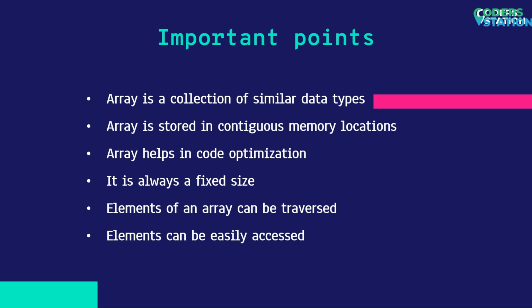Fifth, elements of an array can be traversed. We can iterate over all elements of an array using loops like for or while, enabling us to perform operations on each element sequentially. Sixth, elements can be easily accessed. Accessing individual elements of an array is straightforward. Each element is accessed using its index within square brackets.